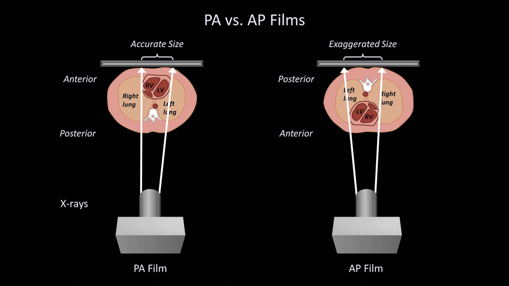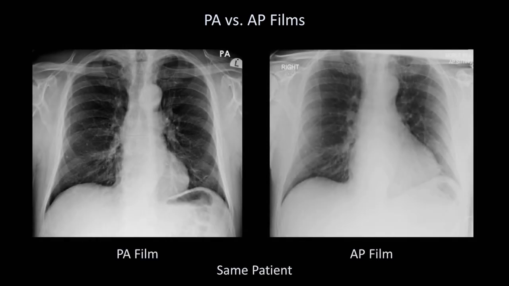Some structures within the mediastinum suffer from the same effect, but to a lesser extent, as normal mediastinal structures tend to be more centrally located within the thorax. To see just how much of a difference this can make, here are two X-rays taken of the same patient, minutes apart. Notice how much larger the heart appears on the AP film. The upper mediastinum is also affected, but not as much.